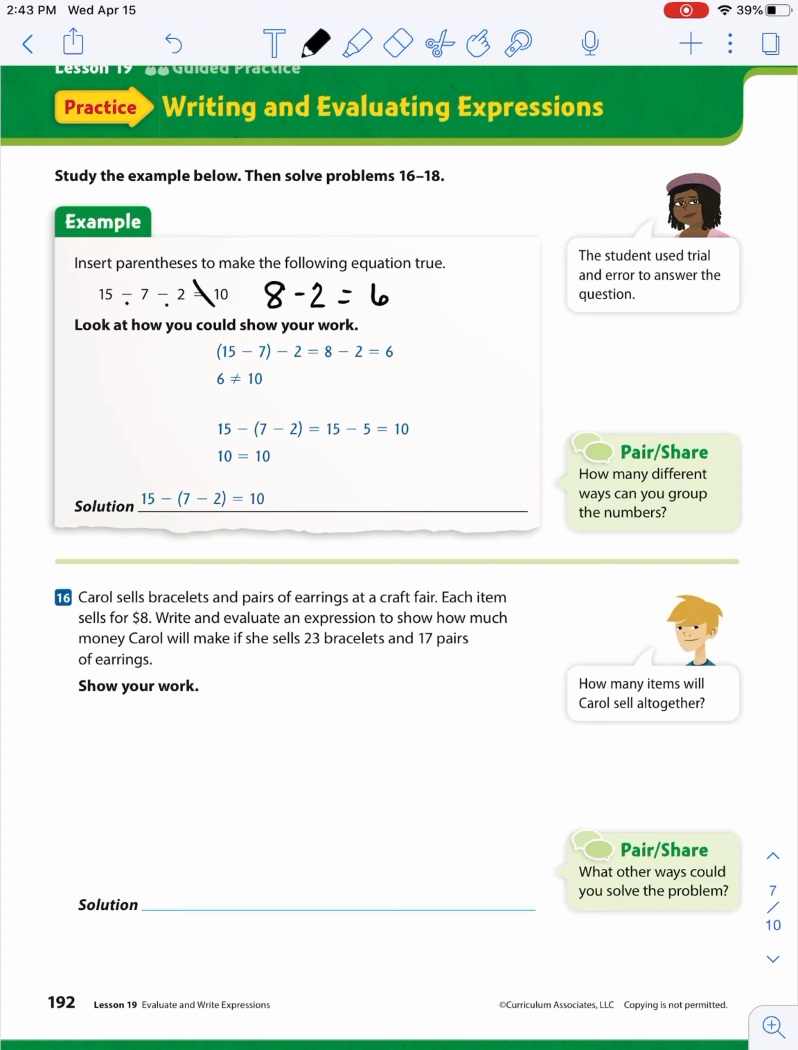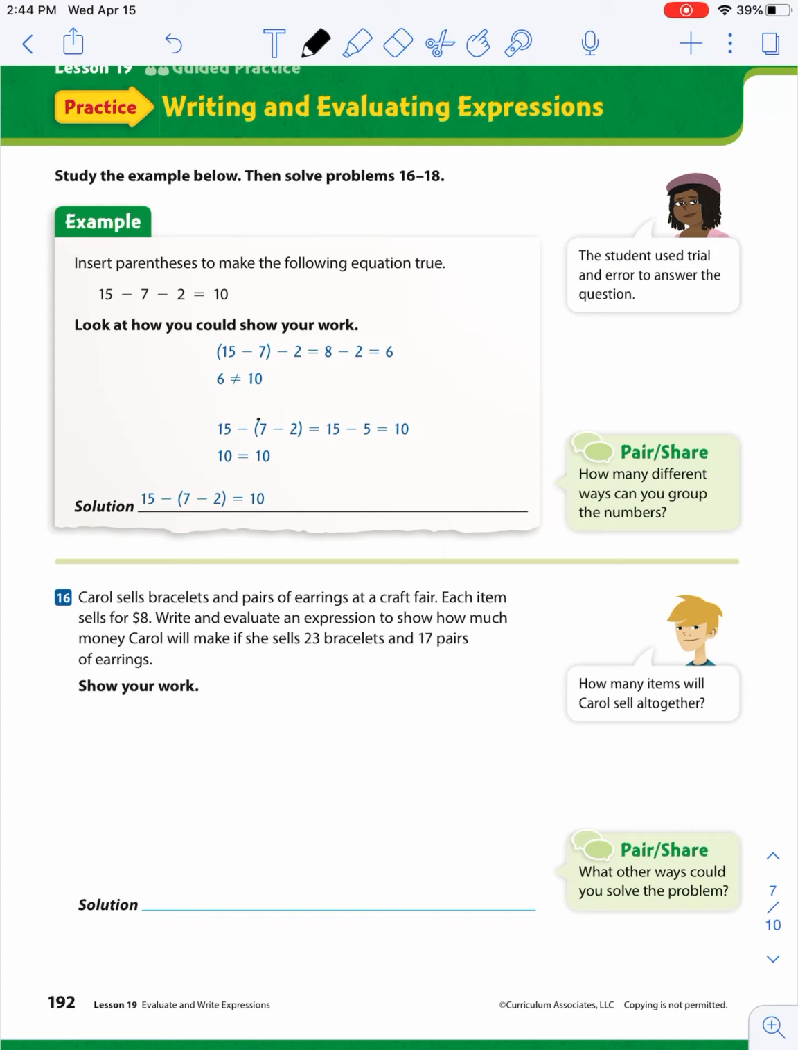So what they had to do was to figure out, and I know you've had problems like these before, where you can put those parentheses to make it correct. So it was either going to be around 15 minus 7, or it was going to be around 7 minus 2. Okay? So what they did is probably tried both. They did 15 minus 7 minus 2. 15 minus 7 was 8. And then 8 minus 2 is 6. So that does not work.